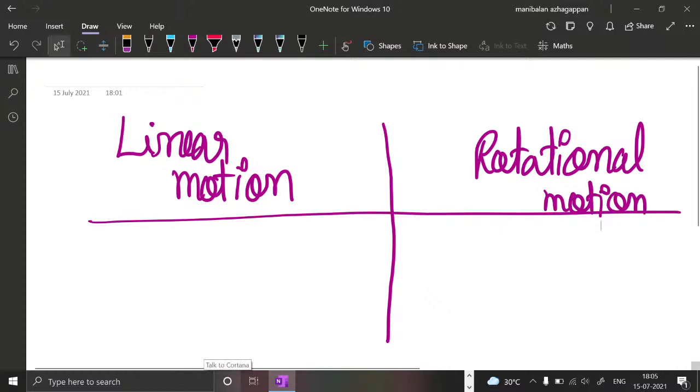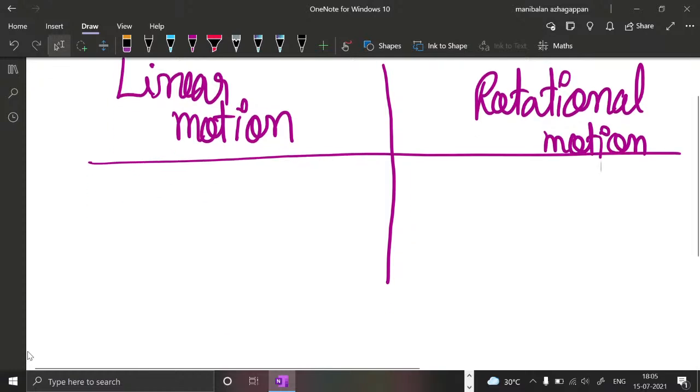Instead of studying the full chapter, if you listen to my class, you will easily come to know most of the concepts. It's like a quick and fast warm-up revision. So now first one, linear motion.